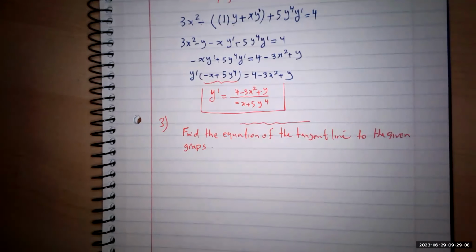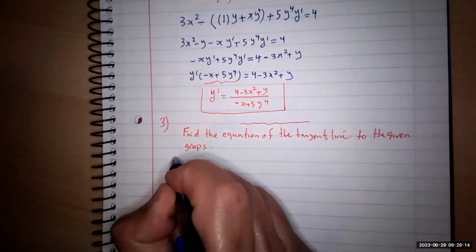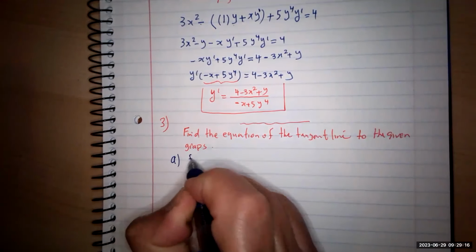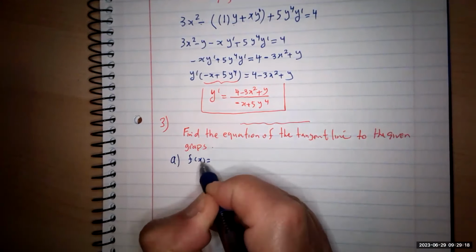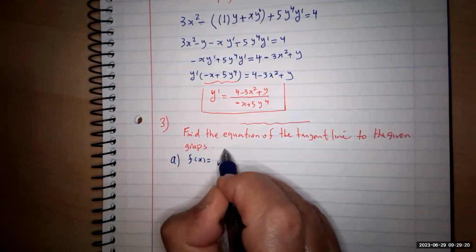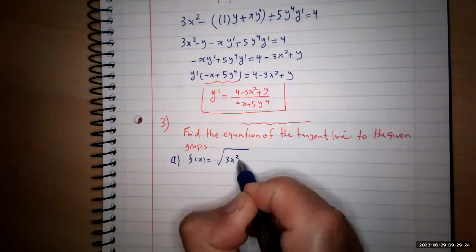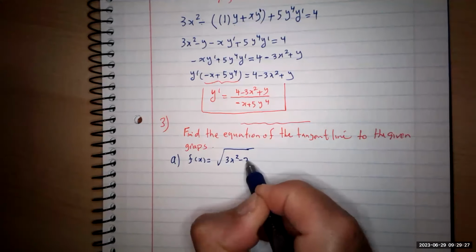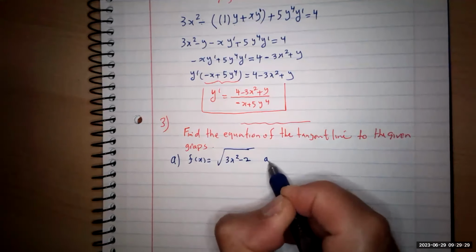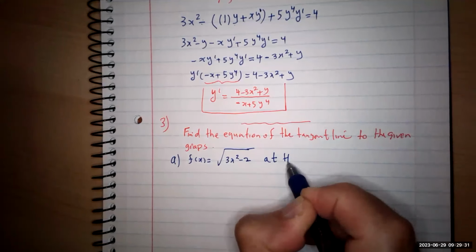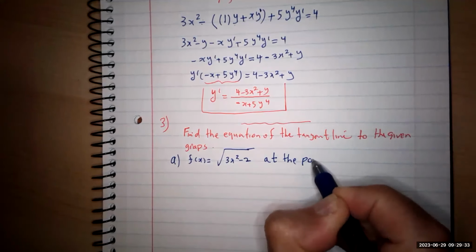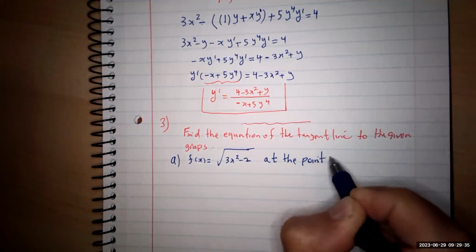The first one is going to be the chain rule type. So in part 1, the function is f of x, and it's going to be a radical function. Okay, it's unavoidable. So it's the square root of 3x squared minus 2. This is the function, and you want to do it at the point 3 and 5.